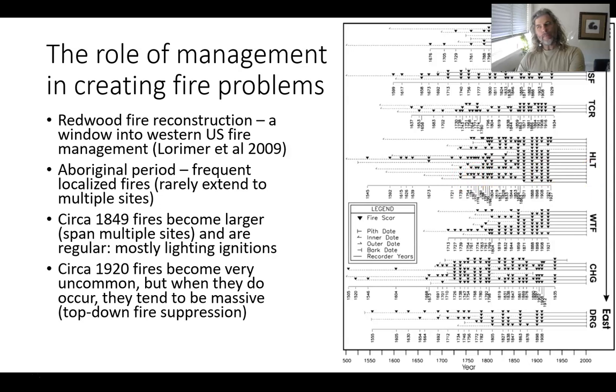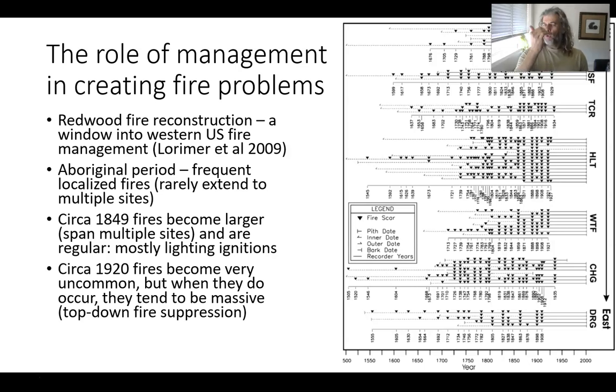And then later, what happens? Well, you get nothing, and that is not an error, that is real. So post 1900, 1910, we have a very strong federal response to suppress fire, and that has greatly influenced the fuels and fire problems that we face today.